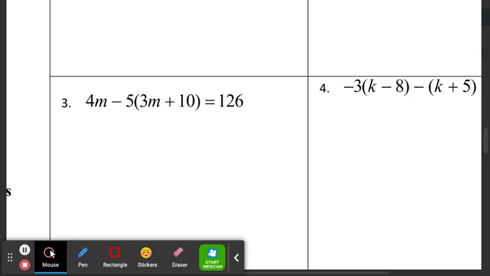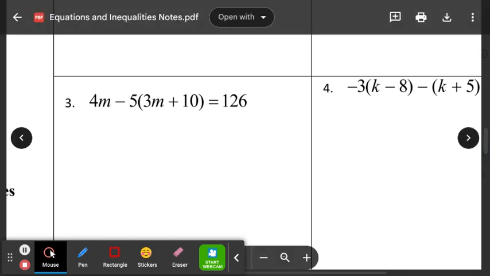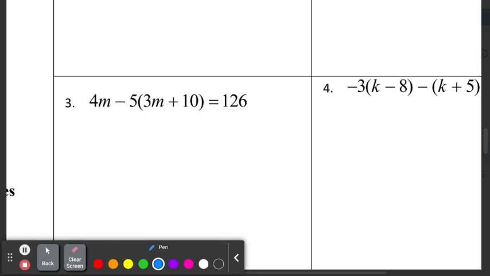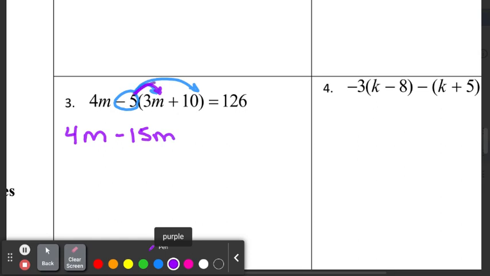Number 3, getting a little bit tricky. We have 4m minus 5. Look at that, minus goes with the 5. So it's really a negative 5 times the quantity 3m plus 10 equals 126. So I'm going to be super careful when I distribute. This negative 5 goes just to those terms in the parentheses. So I'm going to bring down 4m. That's not in the parentheses. Negative 5 times 3m is minus 15m. Negative 5 times 10 is a negative 50. So you write minus 50 equals 126.